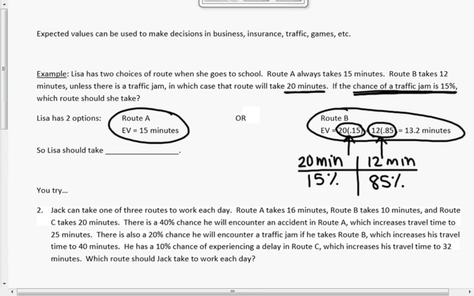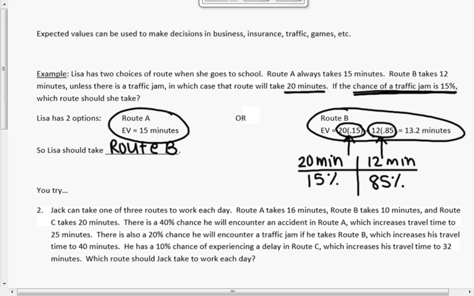You should be saying that she should take route B, okay? Because even though route A is consistently 15 minutes, and route B could potentially take up to 20 minutes if there's a traffic jam, most of the time there's not a traffic jam on route B, and most of the time she's going to be able to make it in about 12 minutes. So that's going to be a better shot. It's not really a shot in the dark.